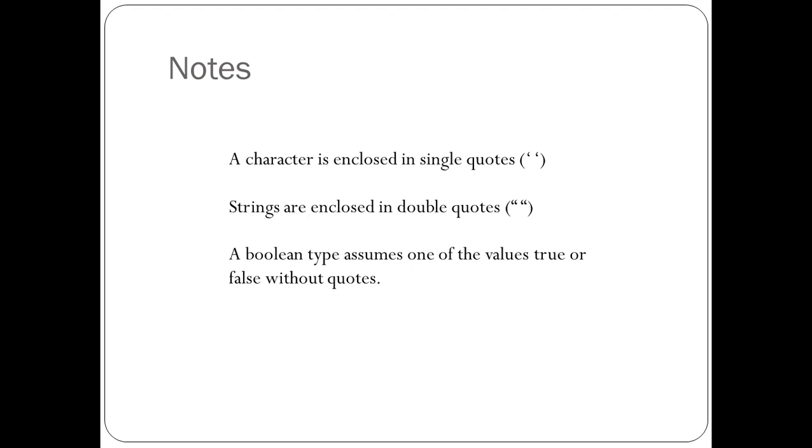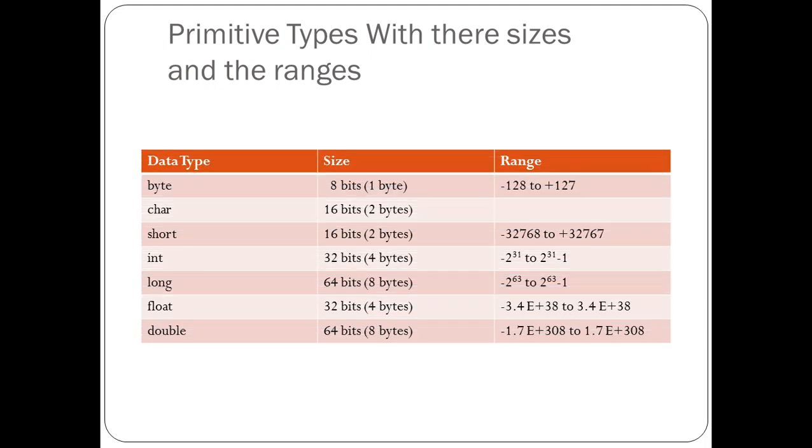Now let's move on to the charts. This chart describes the various data types with their sizes. In integer type of data, byte, short, int, long are the integer types. In case of byte, it's only 8 bits, that is 1 byte. Short is 2 bytes, that is 16 bits. Int is 4 bytes, that is 32 bits, and long is 8 bytes, that is 64 bits.